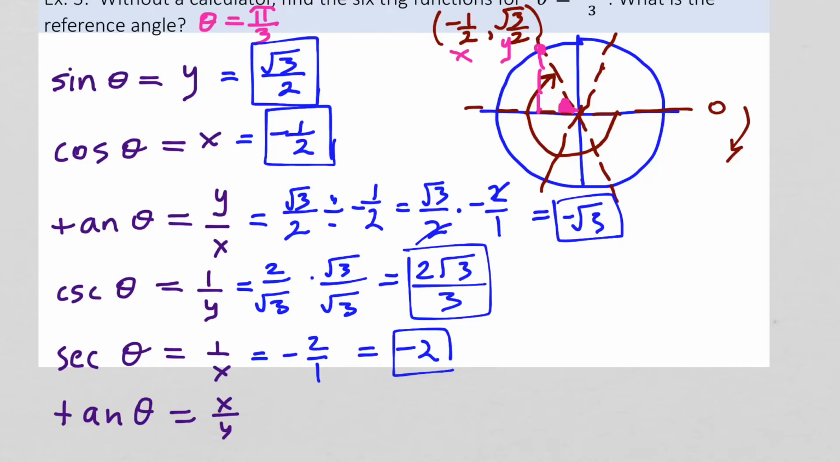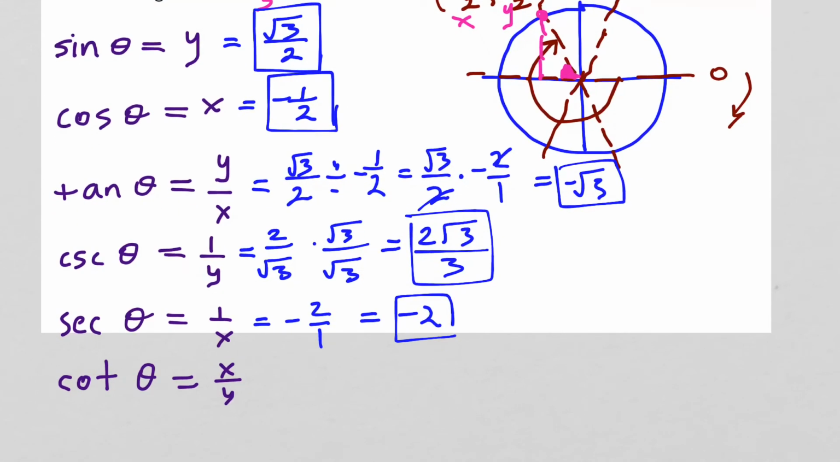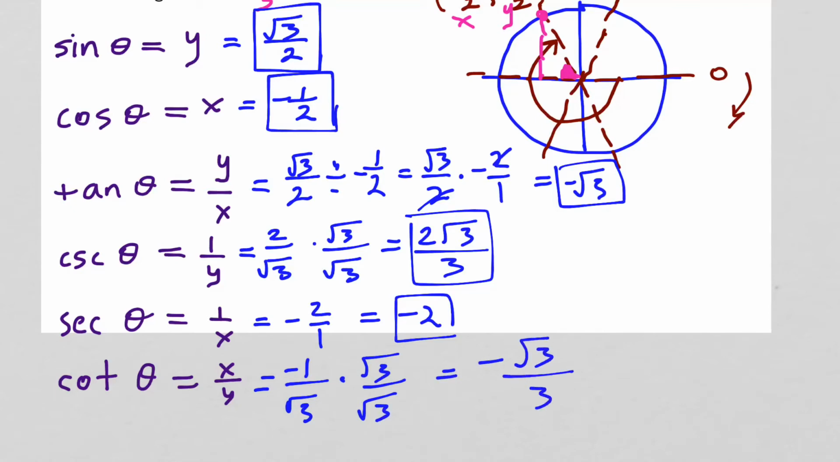And then the tangent, is the inverse of the, that should say cotangent. All right, so the cotangent is the inverse of the tangent, or x over y. So my tangent, we said, was negative root 3. So the inverse of that would be 1 over negative root 3, which I would rationalize. So I'll get negative root 3 over 3.